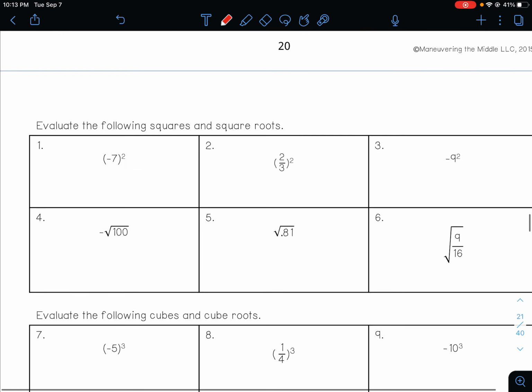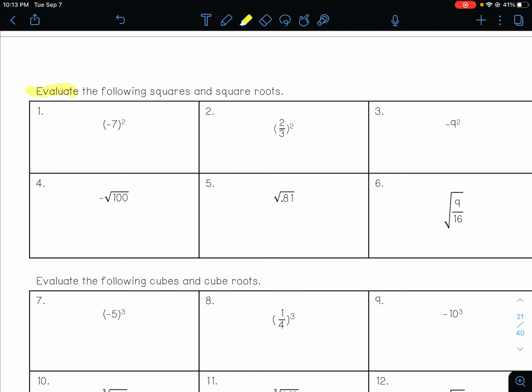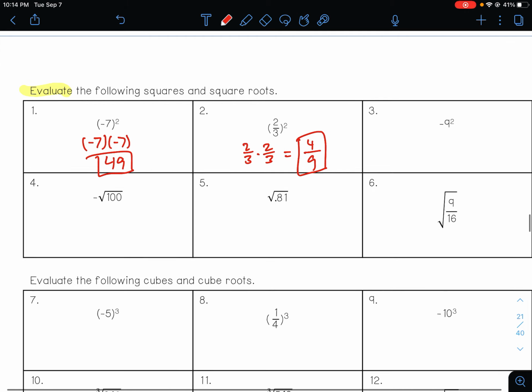All right, let's go ahead and evaluate the following squares and square roots. All right, what is negative 7 times negative 7? Well, it's negative 7 times negative 7, which is 49. 2/3 squared. Well, that's 2/3 times 2/3. Notice when you do squaring of fractions, you got to put in parentheses. Otherwise, it can look confusing. Anyways, 2/3 times 2/3. 2 times 2 is 4. 3 times 3 is 9. Cannot simplify that fraction any further.